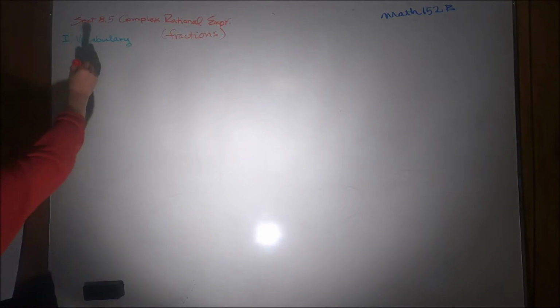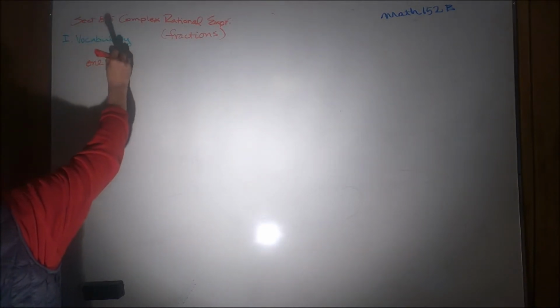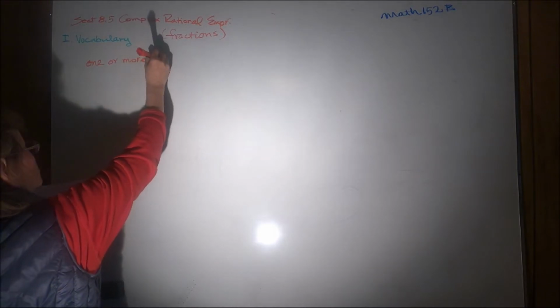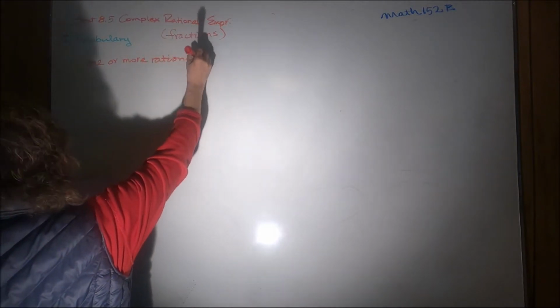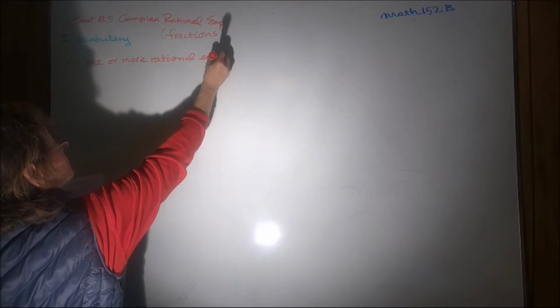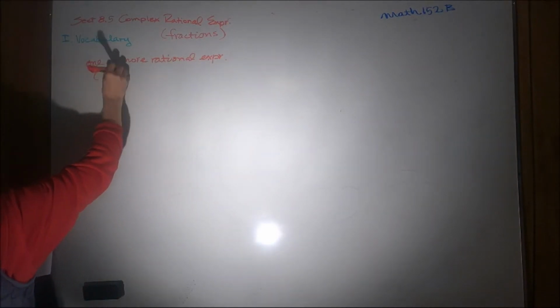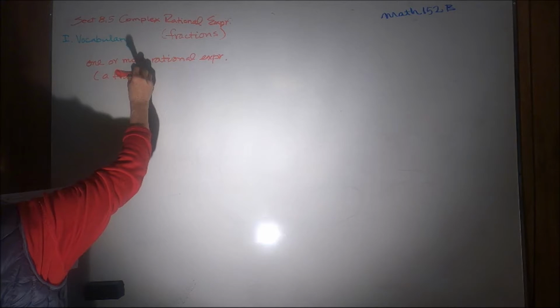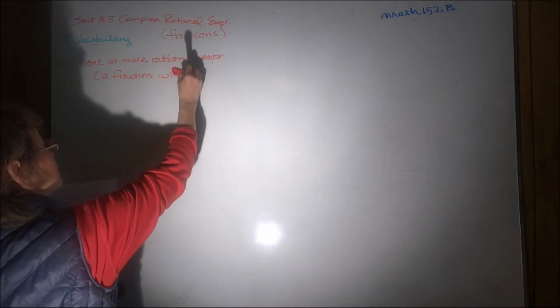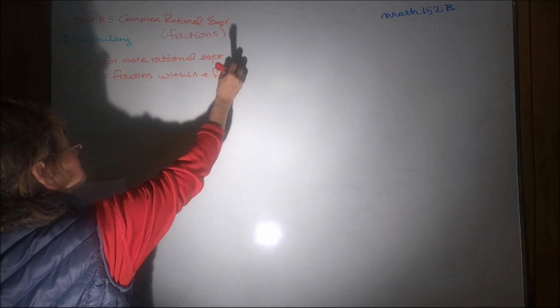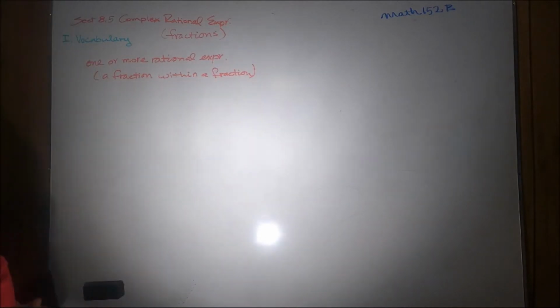We say a complex fraction is what? A fraction whose numerator, denominator, or both contain one or more rational expressions. That means it's what? A fraction within a fraction. Okay? Let's see some examples.